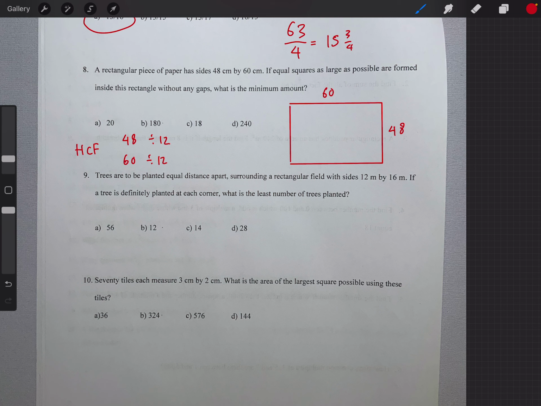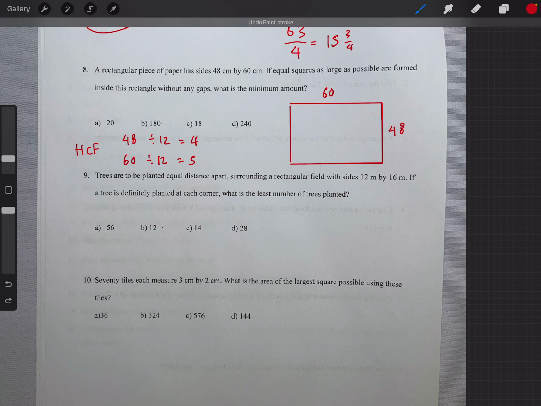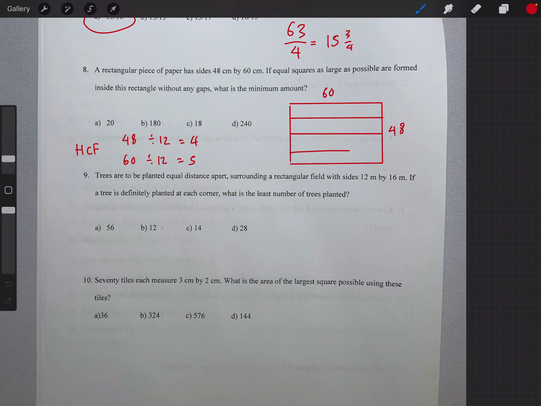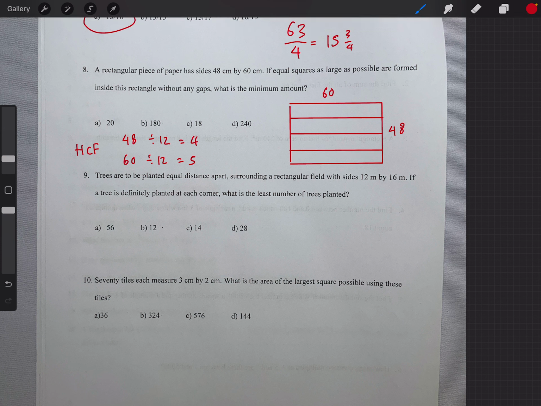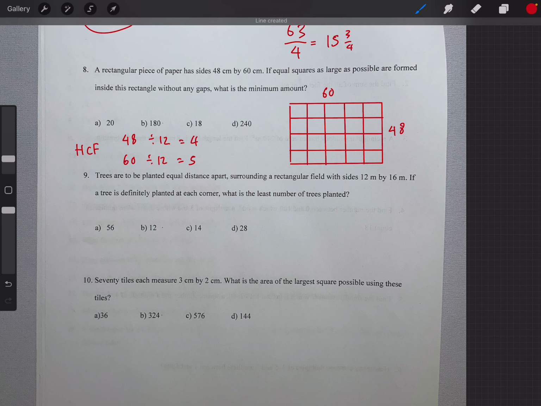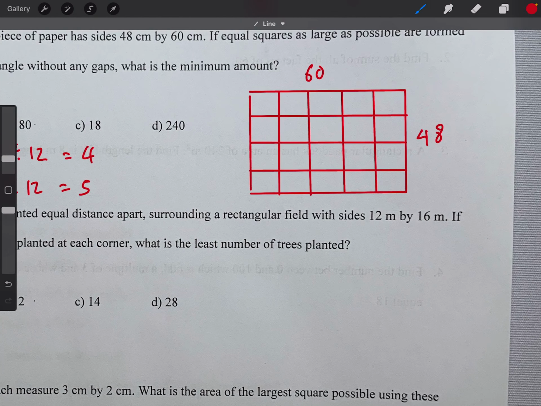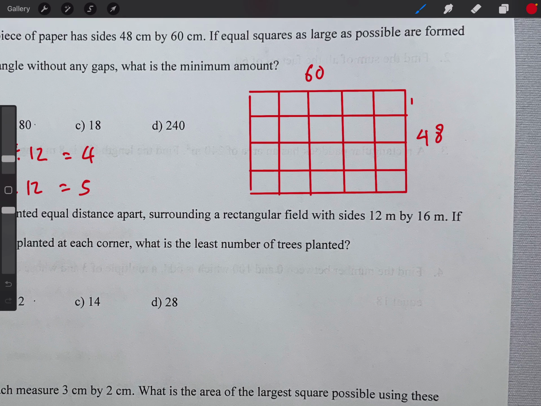All right, so that means that 60 divided by 12, you're going to get 5. 48 divided by 12, you get 4. So that means we're going to divide 48 into 4 equal pieces, like so. And 60 is going to get divided into 5 equal pieces: 1, 2... So as you can see here, 48 is divided into 4 equal pieces, and each one is 12.